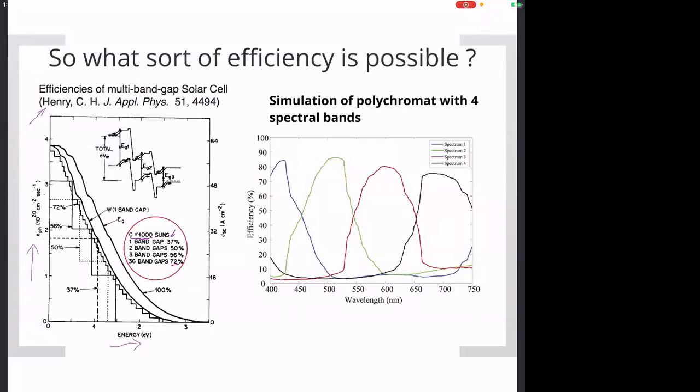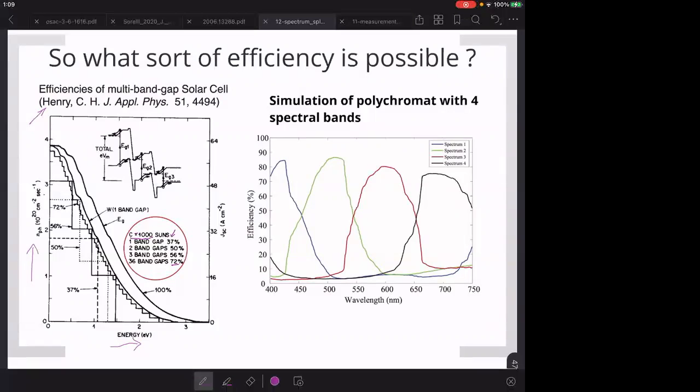Now, of course, optics is only one part of the problem. We also need the different bandgap materials, which turned out to be a much harder problem. So that's kind of the challenge associated with this approach. But hopefully, I've given you an idea of ways that you could think about increasing the efficiency and essentially going beyond single junction efficiencies.